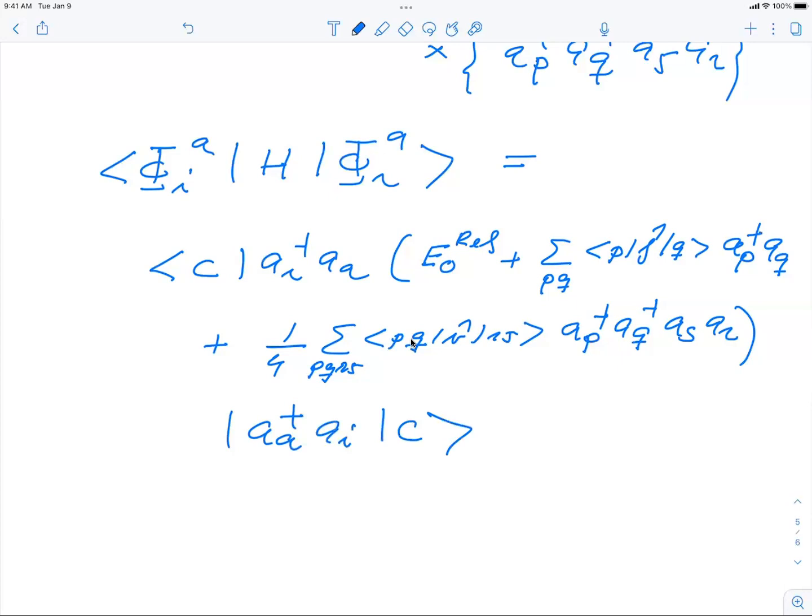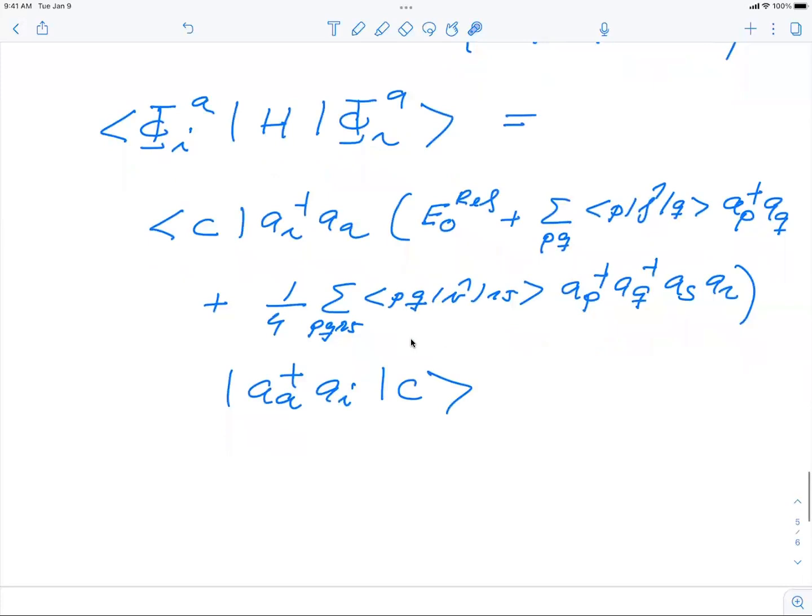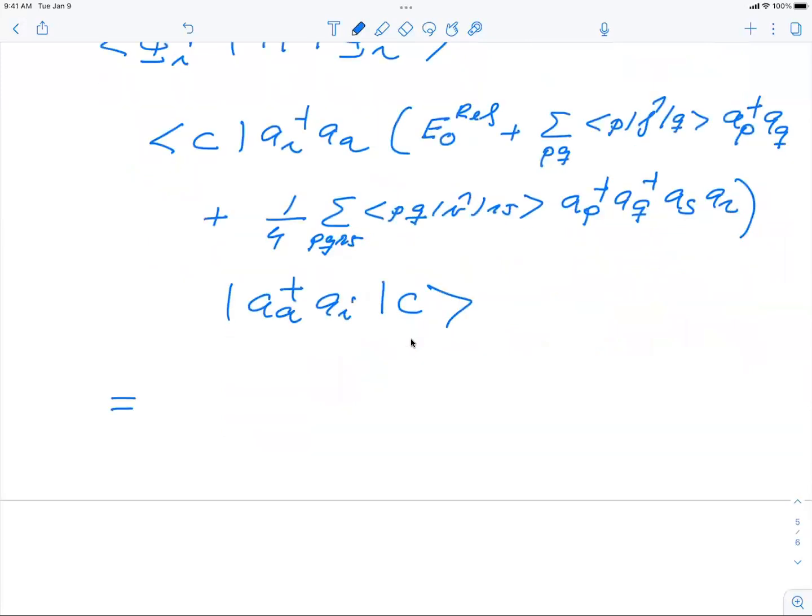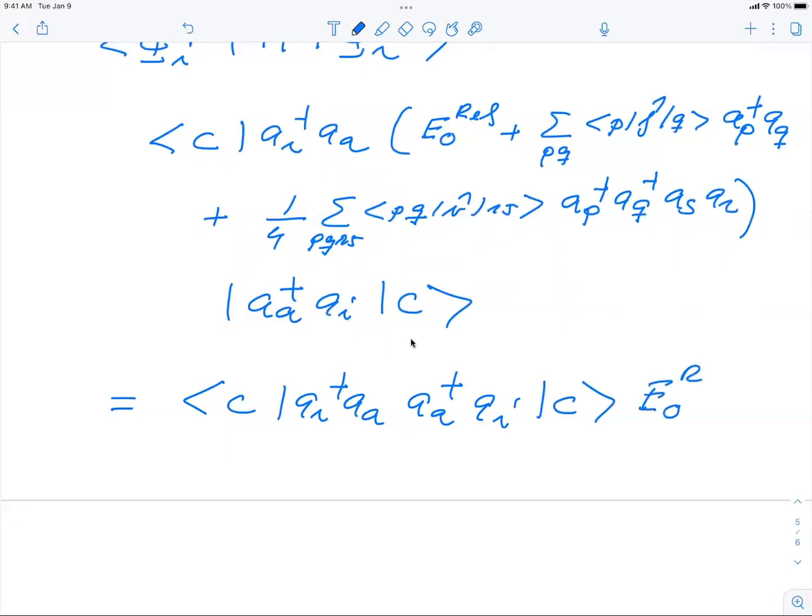Right? Yeah. So let's just repeat these calculations here. Let's now look at the first term. So the first term is just a constant. So we can just write it out. So we have C, and then we have AI dagger A, and then we have A dagger AI, and this multiplied with C, and then we have just a constant E ref. So in this particular case, the only contractions which we can have, which are non-zero, are given by these.